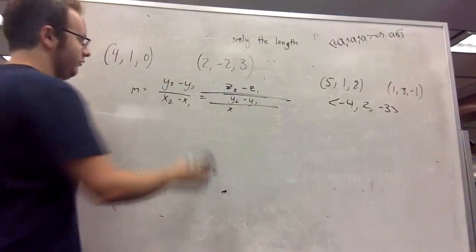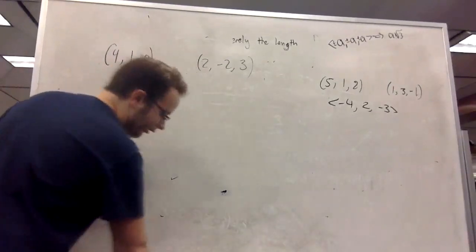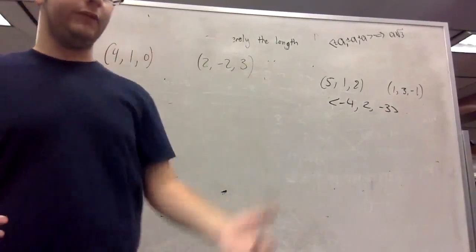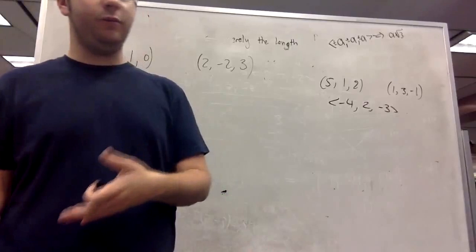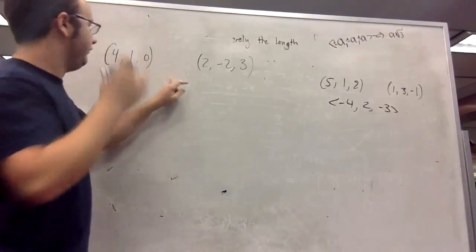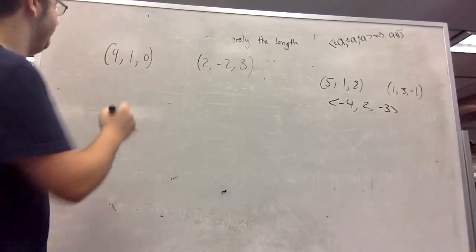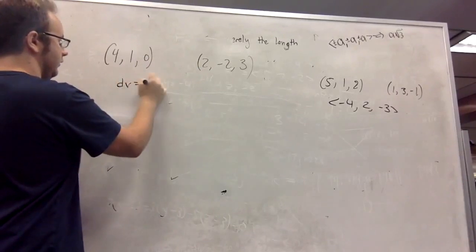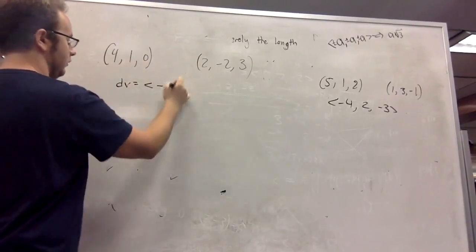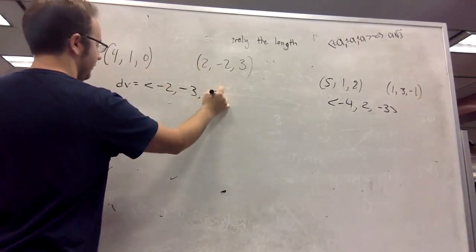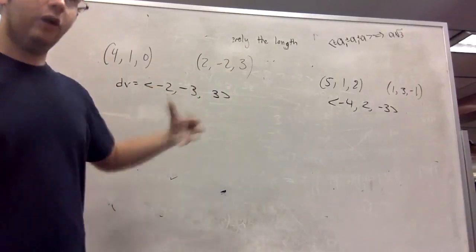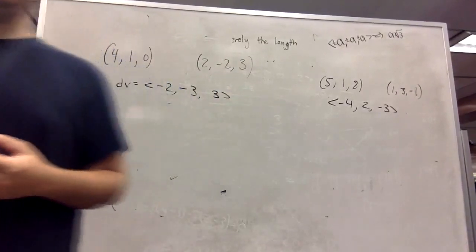Slope only works in 2 dimensions. So we have to use this idea called direction vector. Direction vector is the 3-dimensional analog of slope. That is to say, we don't use slope, we use direction vector. So let's find the direction vector. To go from here to here would be negative 2, negative 3, 3. This is basically, for all intents and purposes, your slope.